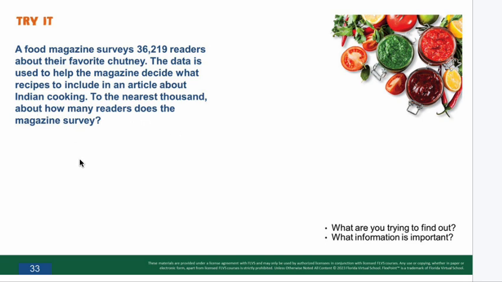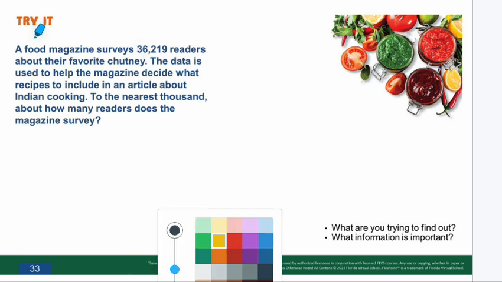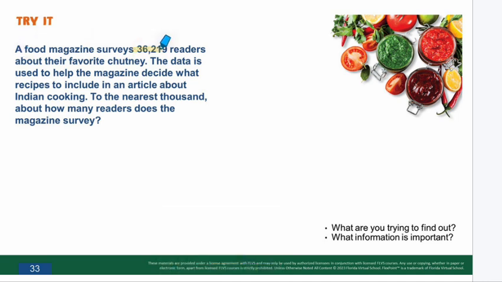Well, is this a real life math problem? Absolutely. If I work for a magazine company and I want to know what my readers want to maybe make, I need to know if this is something they might be interested in. Now when I do my second read, I'm going to highlight some information. I see that we're surveying 36,219 readers. It's to help the magazine decide the recipes to include. I need to round to the nearest thousand and find out how many readers the magazine surveys.